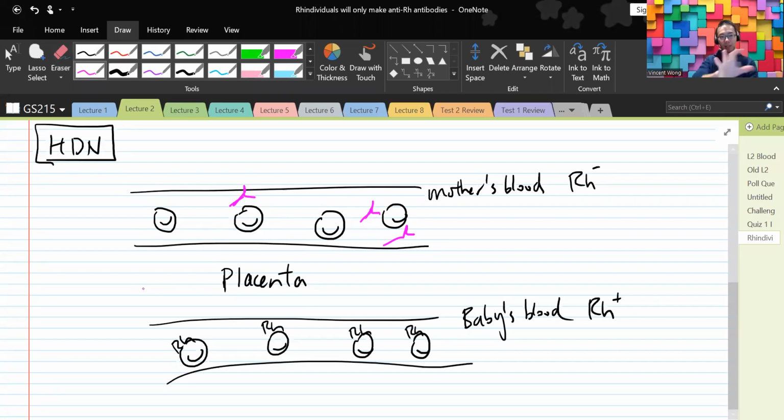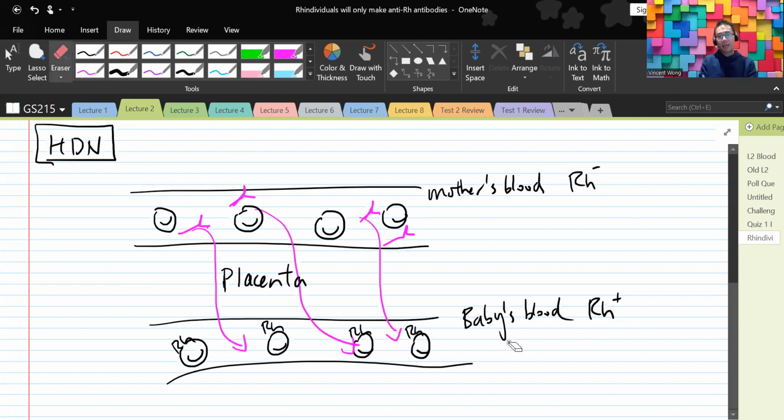Are we still together on this first pregnancy? Okay, no trouble for the baby. By the time the antibodies are made, the baby's already out. Now, second pregnancy. Let's say the mother has another child and it's RH positive again. From her previous pregnancy, she was sensitized, and so she already has all these anti-RH antibodies in her. Now these antibodies can actually cross the placenta, go into the baby's bloodstream, and attack the baby's blood.